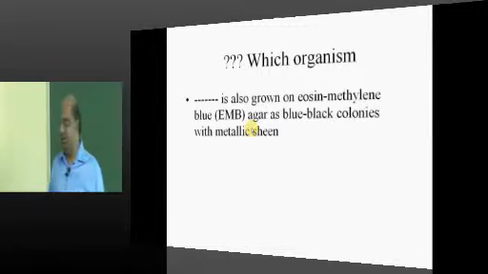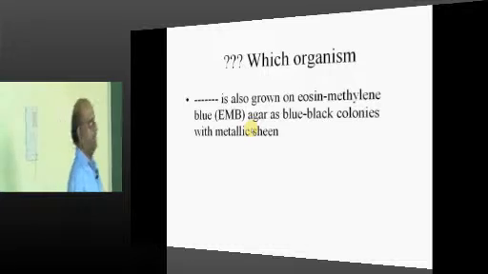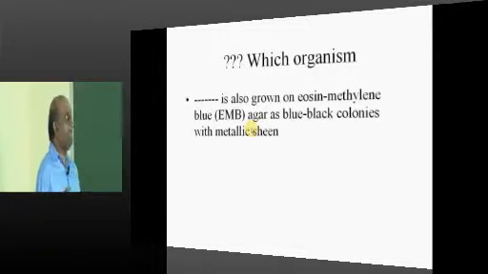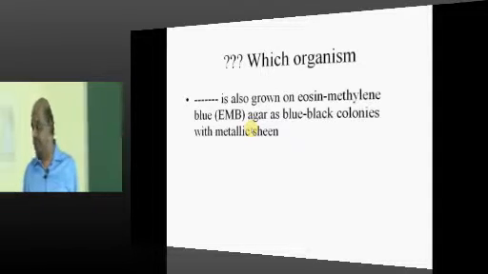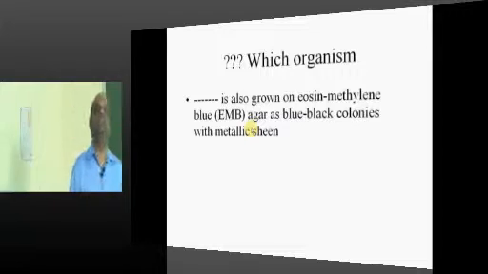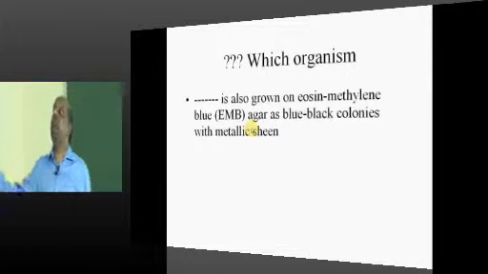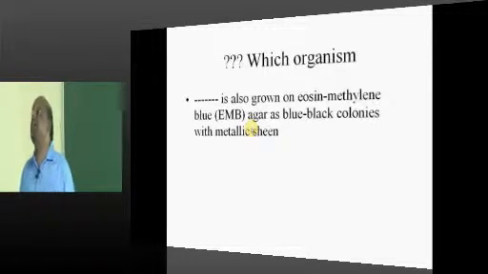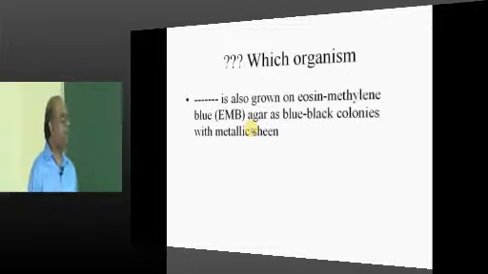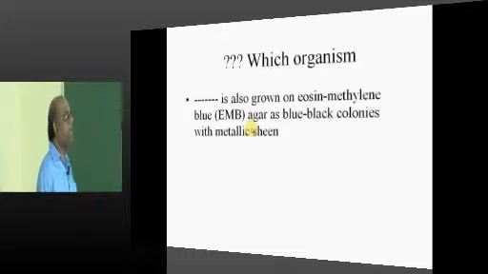Now, tell me, doctor, shoot me an answer. Which organism? It is typically grown on EMB agar. It will lead to blue-black colonies with a metallic sheen. It is a lactose fermenting organism, which is gram-negative. Too many clues, eh? Which lead to blue-black colonies with a metallic sheen on EMB agar.